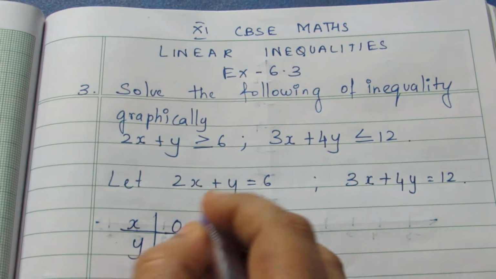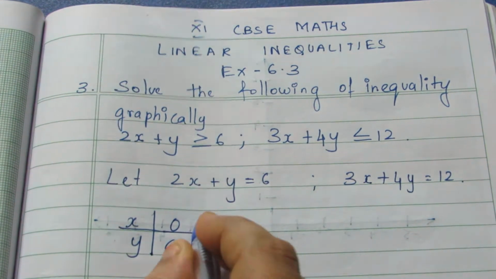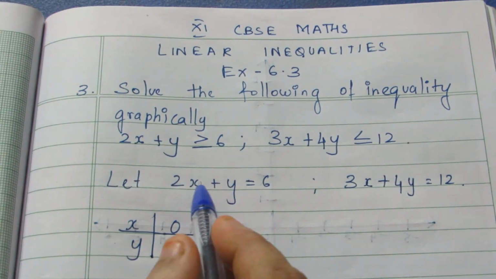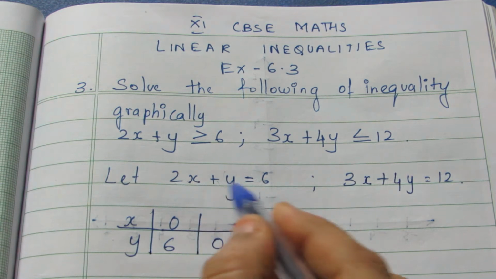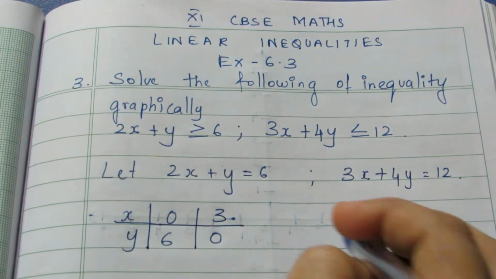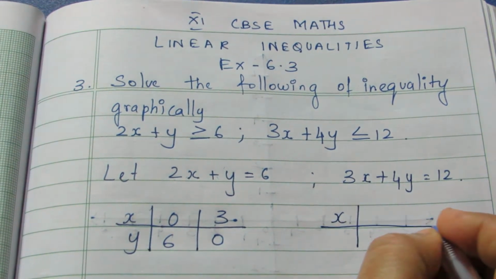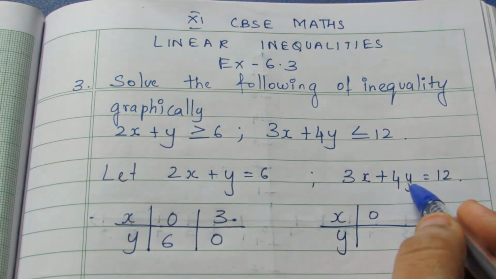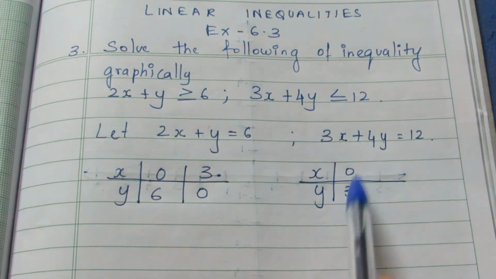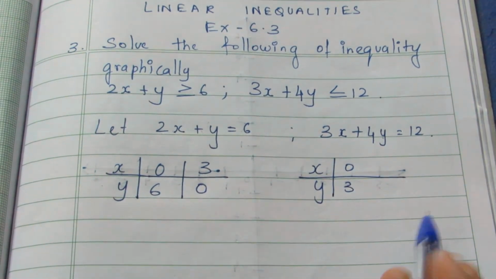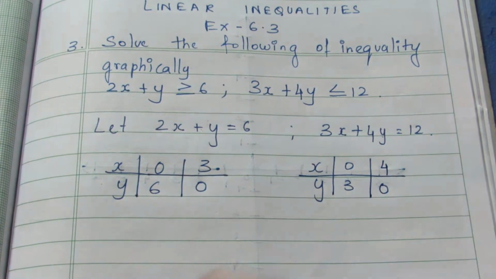Now taking x to be 0, we know that y is equal to 6. If I substitute x to be 0 here, this becomes 0, so y will be equal to 6. If I substitute y to be 0, then 2x is equal to 6, then x will be equal to 3. The same way here also, substitute the value x to be 0. If x is 0, then 4y is 12, so y will be 3. Just substitute and check whether we are getting 3. If you don't know, just substitute the value, solve it and check. If I substitute y is 0, then my x will be equal to 4.